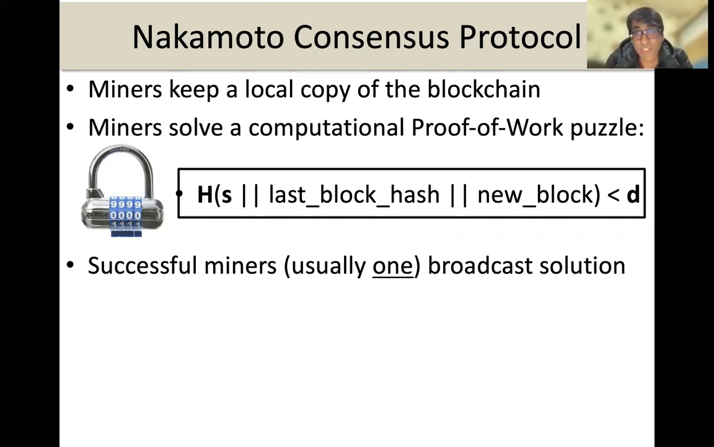Anybody can see this hash, look at the block that you're proposing, look at the last block that they have locally, and together with this number s, this random number s, look at these parameters, run the hash once and check that your solution is correct. The point here is that finding a solution to this puzzle is a lot harder than just checking whether the solution is correct.